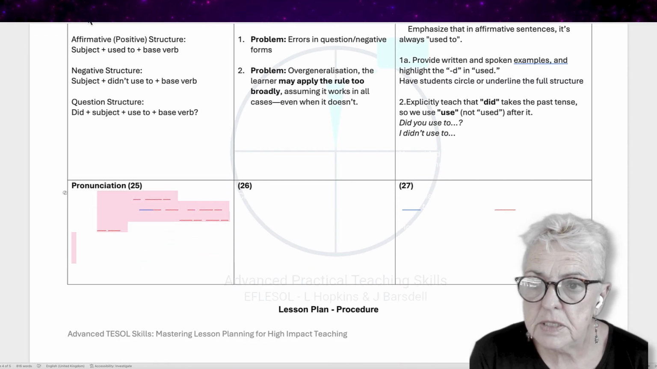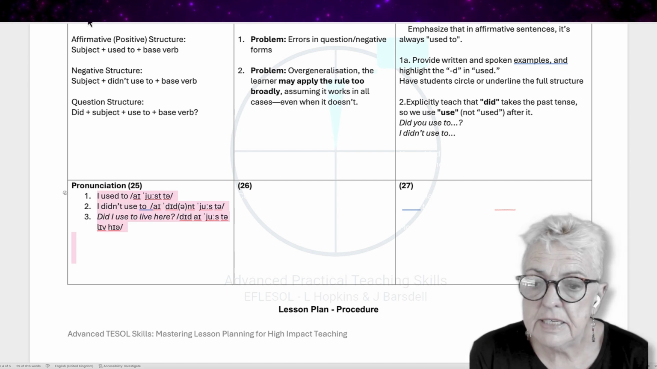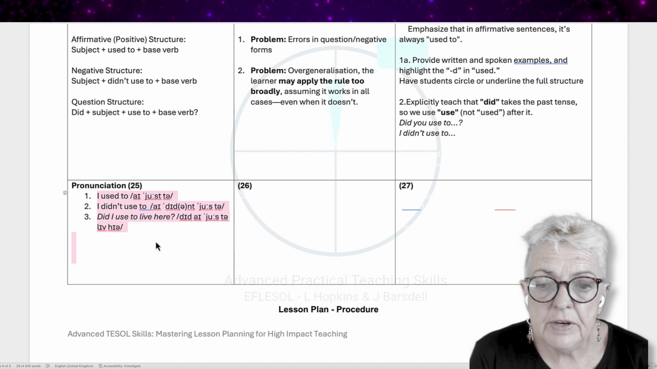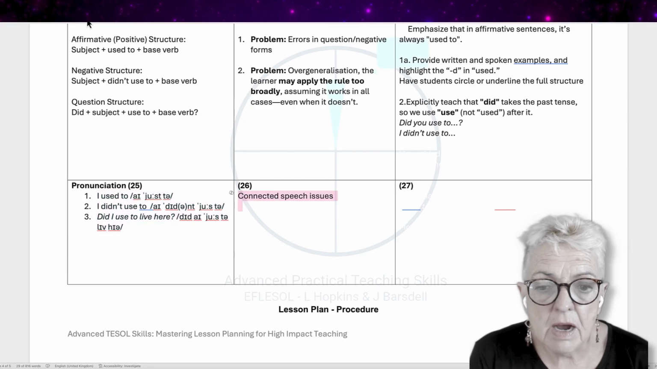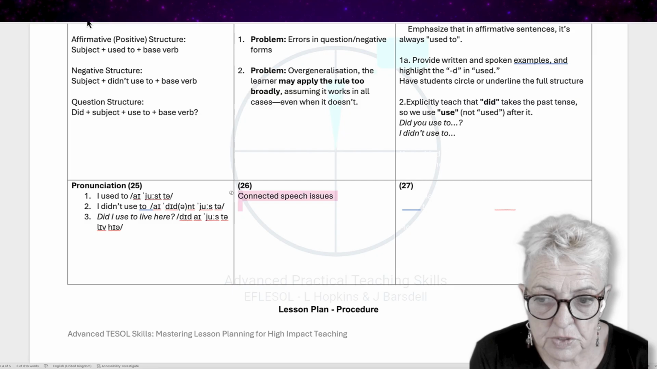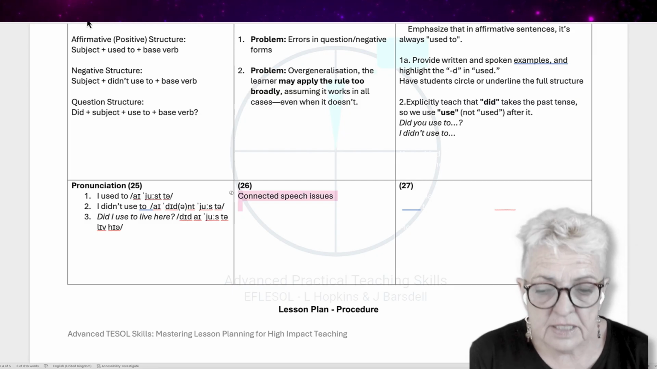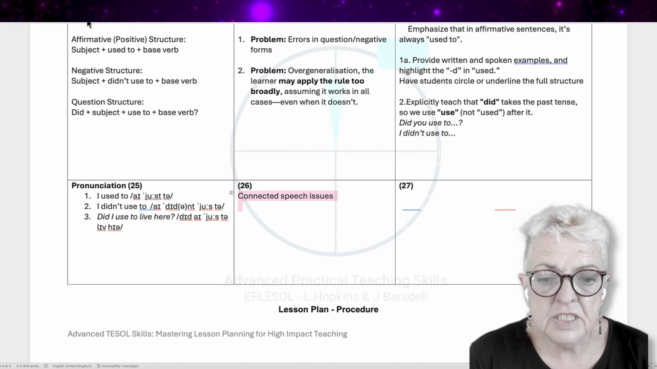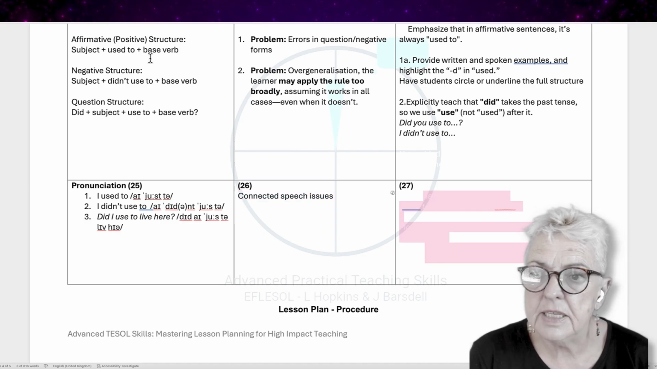Pronunciation issues, okay. So affirmative, negative, and question with the phonemic script showing. The potential problems are connected speech issues, used to, didn't used to with the schwa, with the schwa sound at the end.